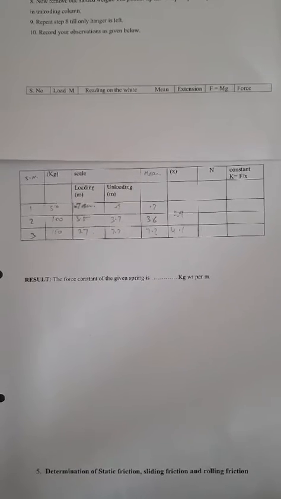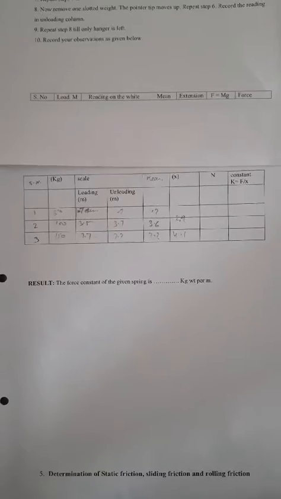Simply you need to make the calculations, very simple calculations. K you can determine by F by X, K equals F by X. So this is the observational data that is required to complete this experiment. You can do the calculations and get the result.